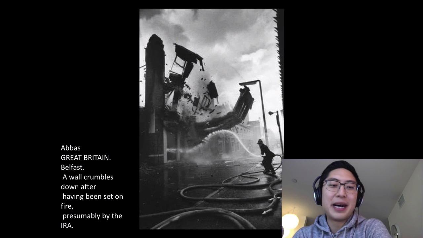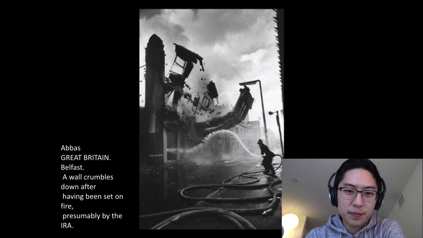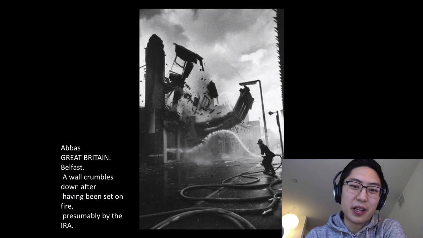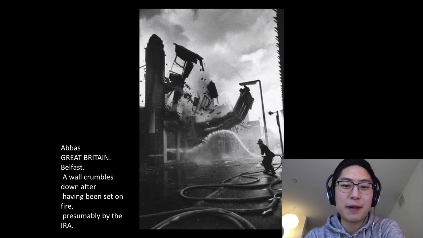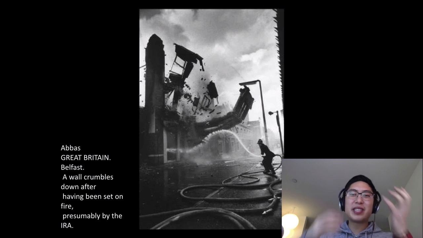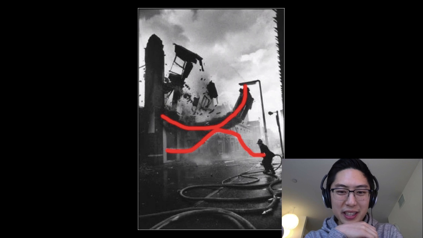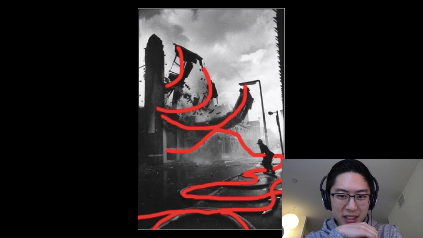Another great photo by Abbas. Look at all the curves you see in this photograph. So where do you see the curves? You see the curves in the falling building, in the hose, the stream of water. And it's a static image. The photo isn't moving, but we could literally see the building falling before our very eyes. And the reason we see that is because of curves. So we could see a little curve here and some more curves here. It's a moving image.